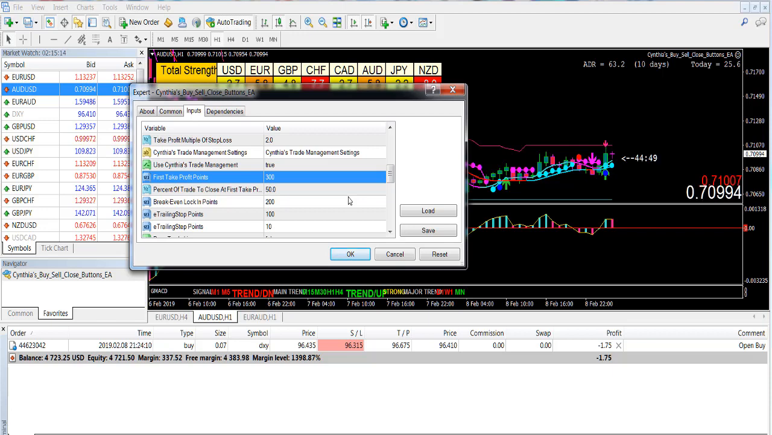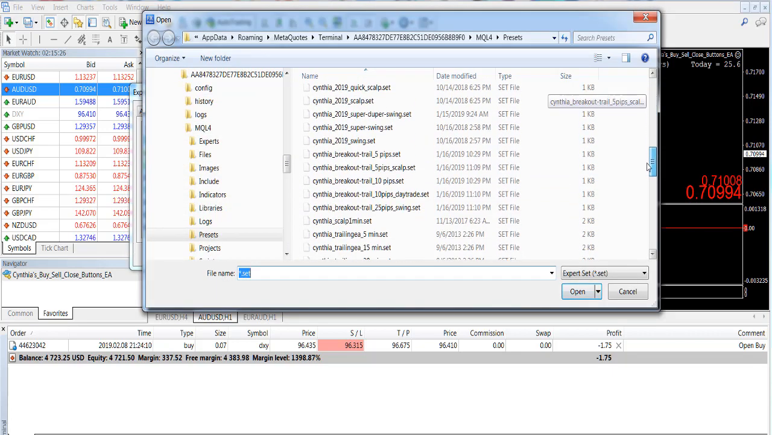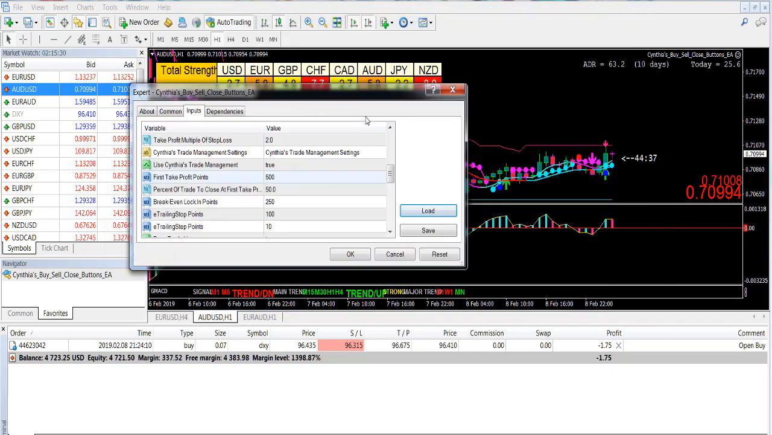You can jump in the trade again, and if you think that there's a lot of strength behind the move, you could go here and choose a different set file. Click load and choose maybe day trade 2.